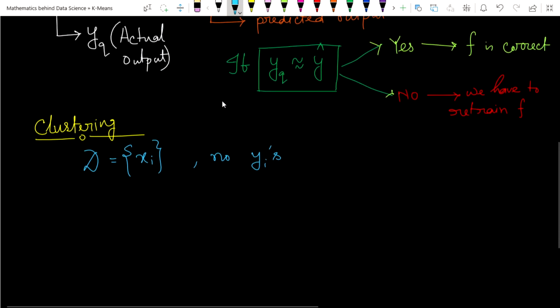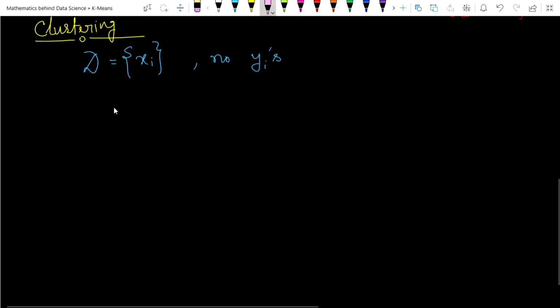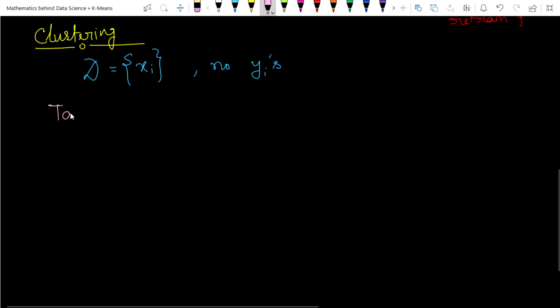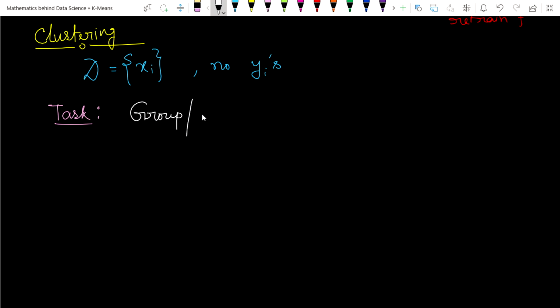So in such a situation, what do we have to do? The task here is that we have to find the groups or clusters, the same meaning, group or cluster as you call it, between the similar data points. That is the main task here. So what is similar?